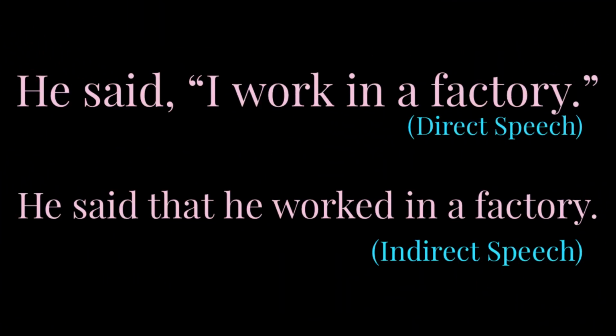Now look at this example. He said, "I work in a factory." So this sentence is in direct speech, and when we change it to indirect speech, there will be certain changes. For example, the comma and inverted commas will be removed and the connector that will be added. So it will be, he said that he worked in a factory. It is in indirect speech.